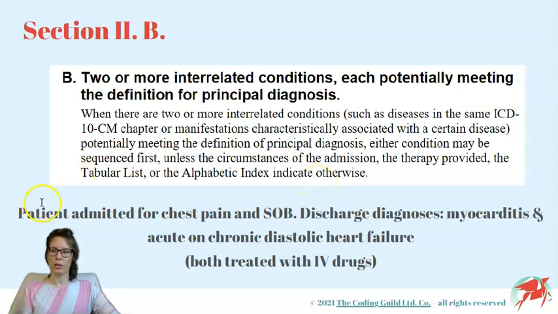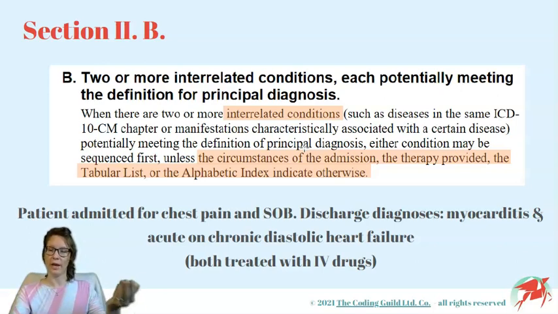For example, the patient is admitted for shortness of breath and chest pain. Final diagnoses are myocarditis and acute on chronic diastolic heart failure. Both were treated with intravenous drugs. These two conditions are interrelated because they come from the same chapter. The circumstances of the admission don't really help because the patient was hospitalized with ill-defined symptoms, chest pain and shortness of breath, and these could belong to either condition established later.